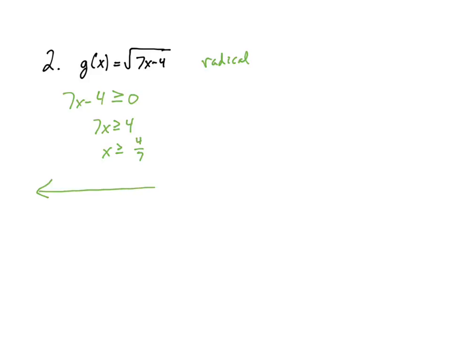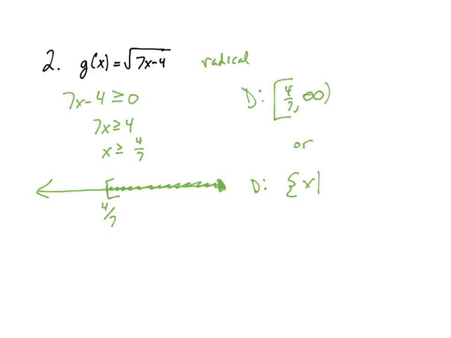So what this is saying is at 4/7, the domain is everything above 4/7. So the domain is everywhere that we're shaded here on the number line. So in interval notation, the domain is going to be from 4/7 to infinity, and we include 4/7. Okay, so that would be interval notation. We could write this in set notation, and this would be all x such that x is greater than or equal to 4/7. So either way here is an appropriate way to write the domain.